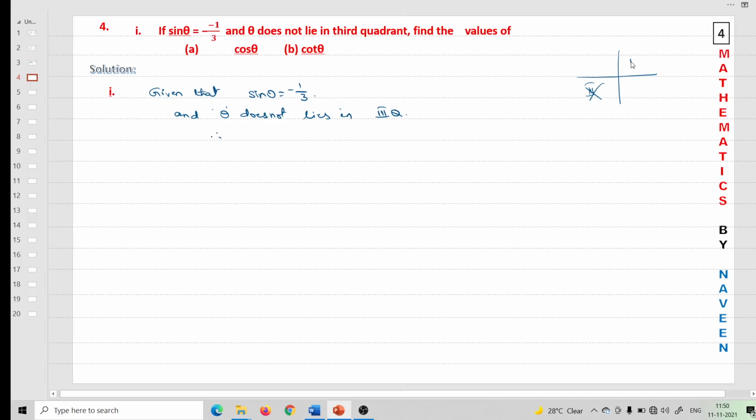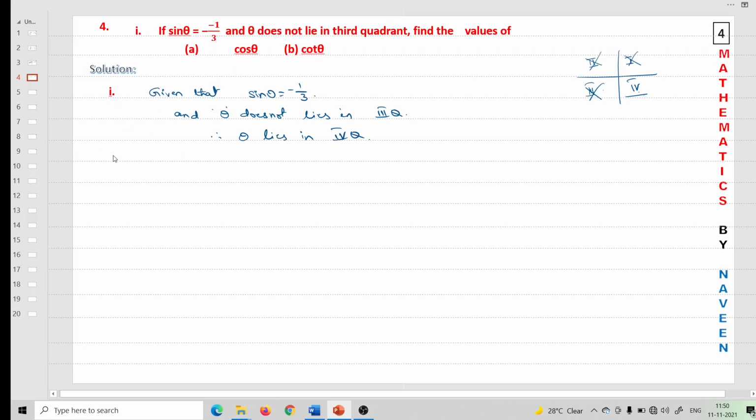In the first quadrant, sin theta value is positive, so there is no theta here. In the second quadrant also, sin value is positive, so there is no theta here. Sin theta value is negative in the third and fourth quadrants only, but it is mentioned that theta does not lie in the third quadrant, which means definitely theta is in the fourth quadrant. Clear? So sin theta value is negative in third and fourth only. So theta is in the fourth quadrant.